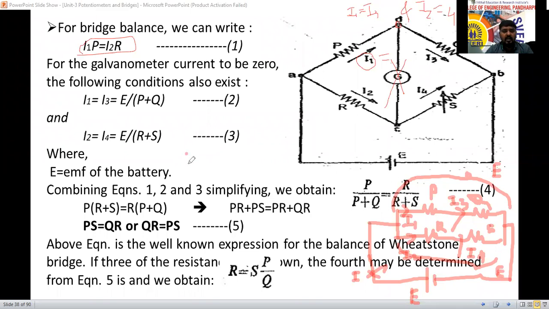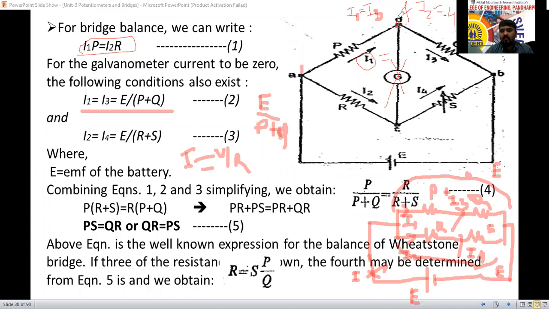So according to Ohm's law, I equal to V by R only we are going to use. What do you mean by voltage here now? Voltage is nothing but E. We can use I1 equal to E divided by, what is the resistance here now? These two P and Q are in series or parallel now? Series. So P plus Q we can write. Total resistance, yes sir. E divided by P plus Q. So I1 equal to I3 equal to E divided by P plus Q we can write here. Same formula we have written.